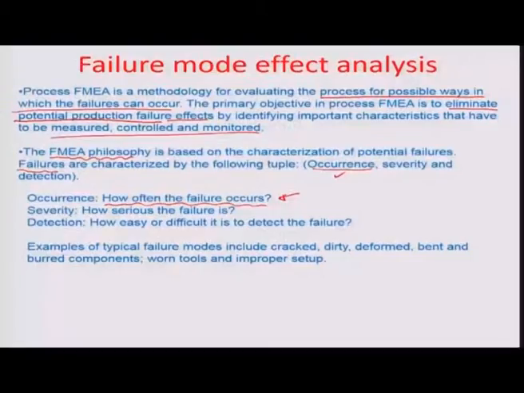So the occurrence is followed by another parameter, the severity. So how serious the failure is in terms of its contribution to the failure that is in question. And then of course, once the occurrence and the severity are mapped, the third issue is how easy or difficult it is to detect whether the failure is happening or not. So one part is obviously what is the failure, another part is how often the failure happens, then it is about how severe the failure is, and then how easy it is to detect.